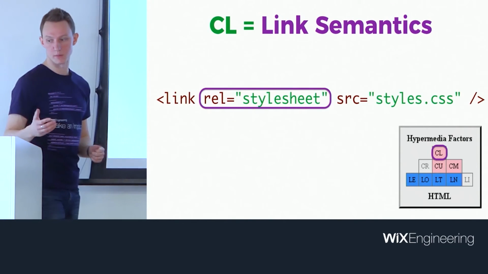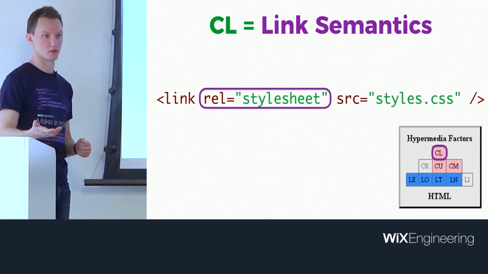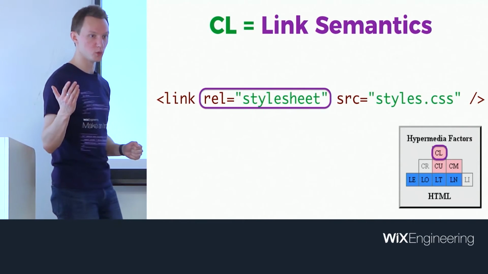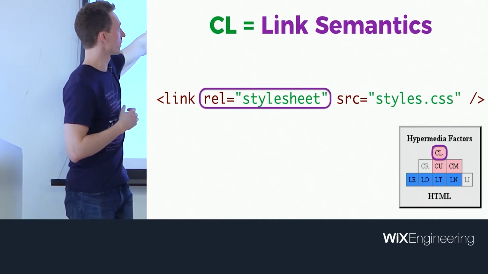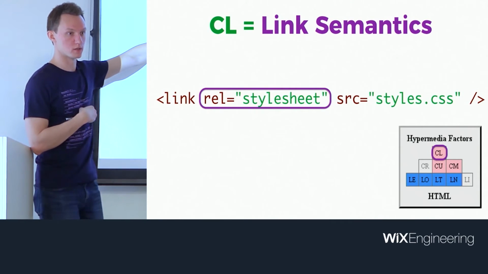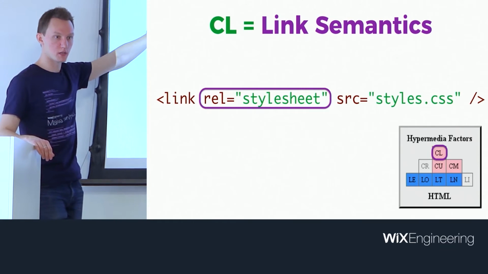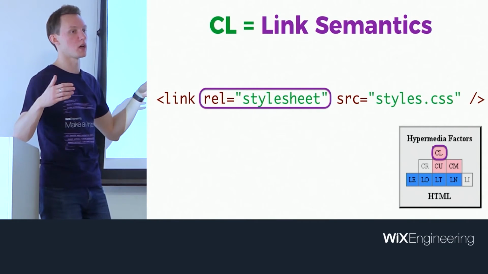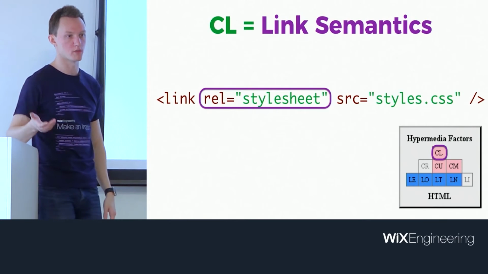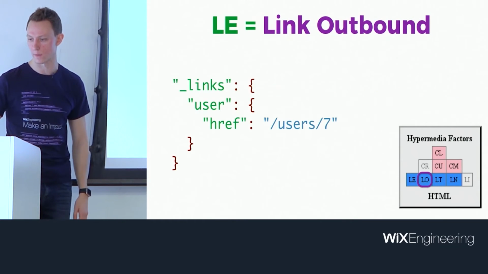Another example of link semantics is style sheets. This is also the use of hypermedia, but in HTML. When you say my link relation is a style sheet, it's not JavaScript, not an SVG file, not something else. It's actually a style sheet. Now the browser knows, aha, this is a style sheet, and I have to render it and embed it appropriately.